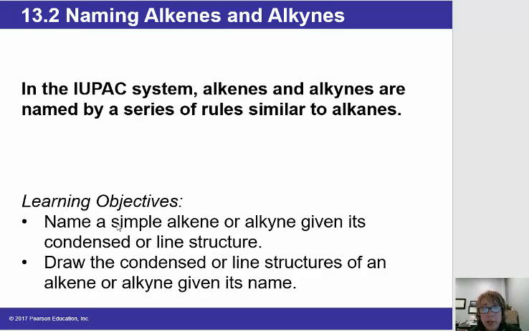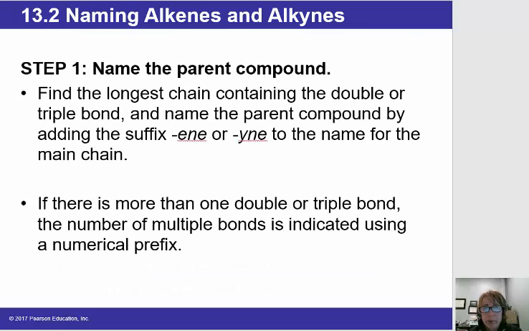Let's remind ourselves how to name alkenes and alkynes. So the first step is we want to name the parent compound, and that depends on how many carbons are in the longest continuous chain with the double or triple bond. So if there's 6 carbons in the longest chain that has a double or triple bond, then it would be a hexene or a hexyne. We know what the suffix will be depending on whether it is a double or triple bond. Double bonds have a suffix of "ene" and triple bonds have a suffix of "yne."